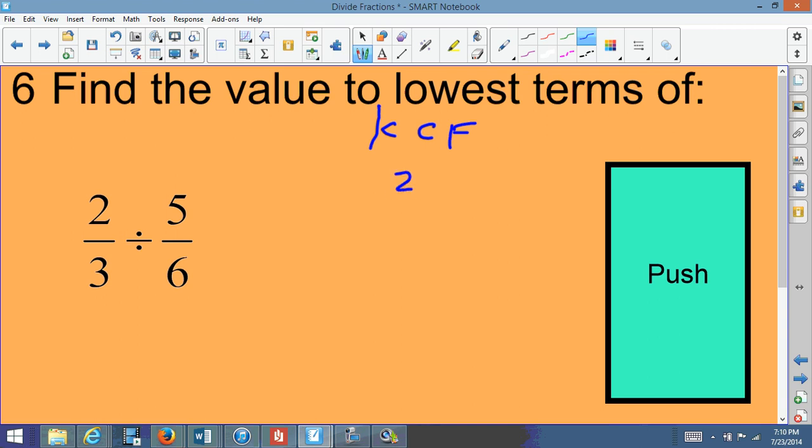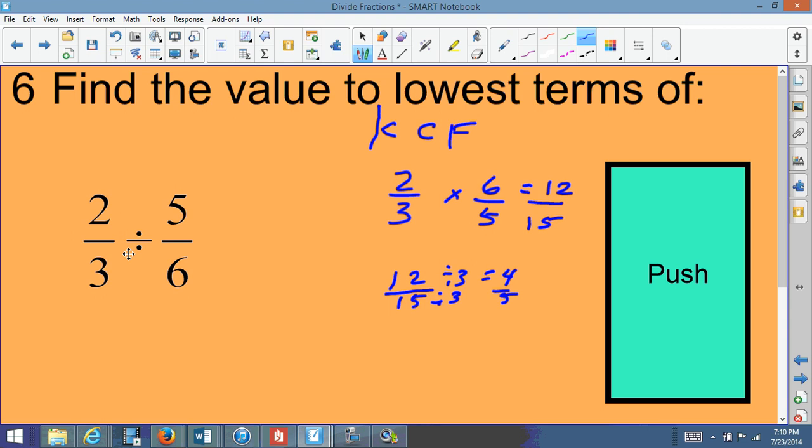We keep the 2/3, we change to multiplication, and we flip the second fraction upside down. And that'll give us what we have to multiply. 2 times 6 will give us the top number, and 3 times 5 will give us the bottom number. And we can reduce that by dividing both top and bottom by 3, and that'll give us 4/5.